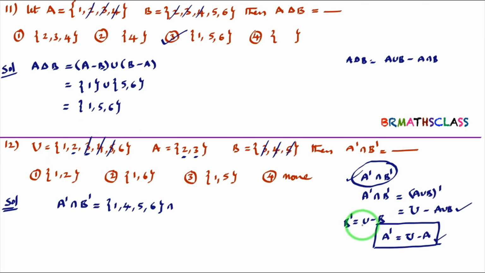All the elements present in the universal set but not in B. So what will you get here? Intersection: 1, 2, 6. I hope you understand.